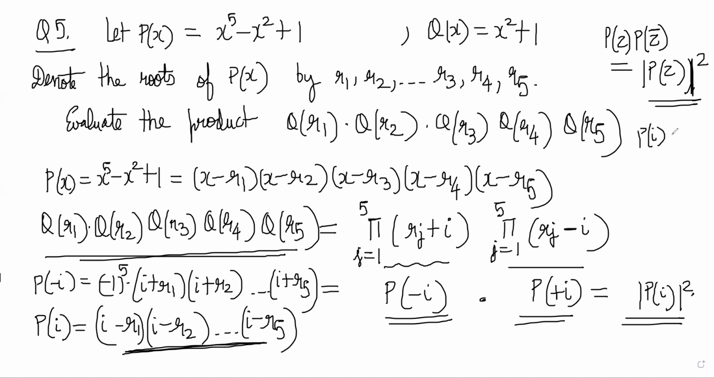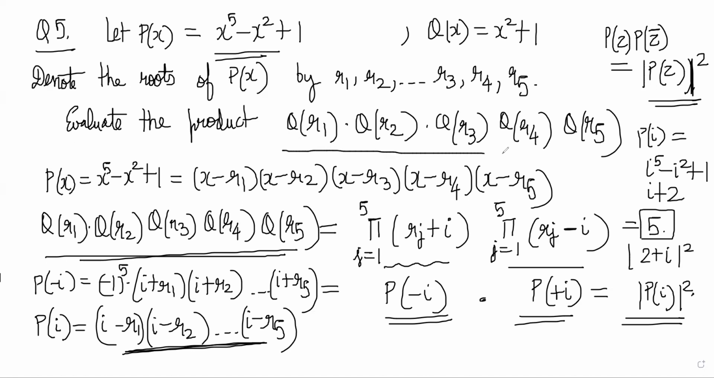And what is P of I? P of I is basically I power 5 minus I square plus 1. And I power 5 is simply I, and minus I square is plus 1, so I plus 2. So this is mod of 2 plus I whole square, and mod of 2 plus I is root 5, so the answer is 5. So the product of Q of R1, Q of R2 till Q of R5 is simply equal to 5, and that again comes by the properties of complex numbers.